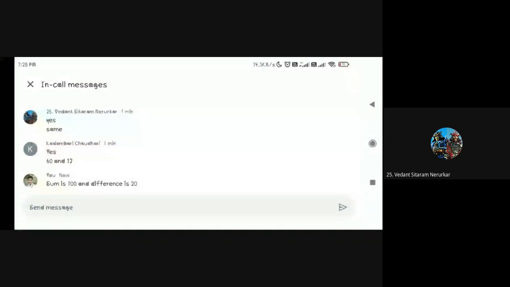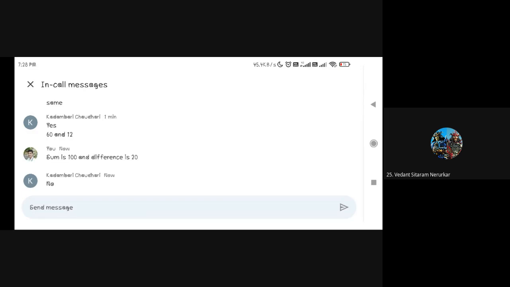Is it 60 and 12, Kadambari? I hope not. 60 and 12 are 72. That is incorrect. 60 minus 12 is 48, which is again incorrect. Okay. This is not the answer. So tell me the numbers. Sum is 100 and difference is 20. Tell me those two numbers.